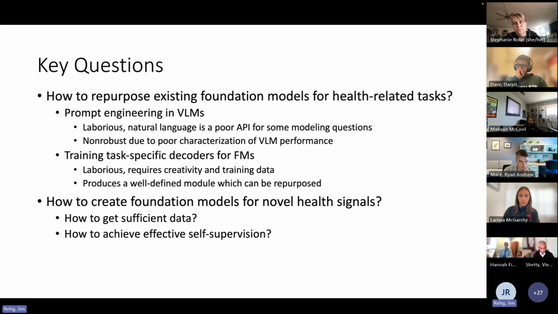And the other option is to create our own foundation models, to create a foundation model for a new modality, for example, time series data, as Ben was talking about in one of his questions. And there we have these standard questions for all models of this kind, which is, how do we get enough data, and how do we accomplish what's called self-supervision?